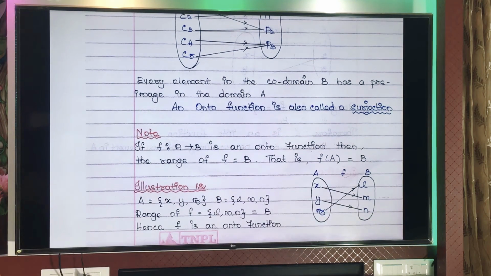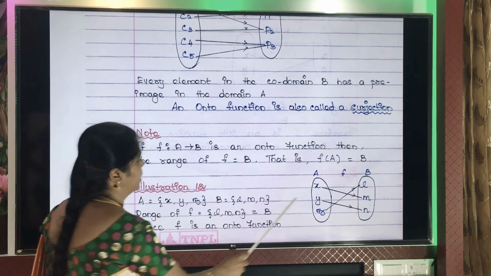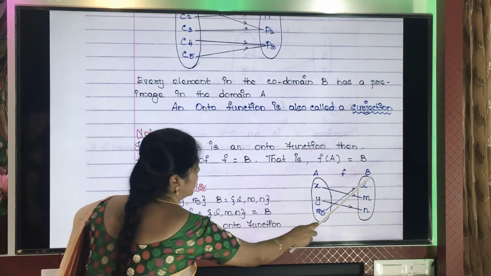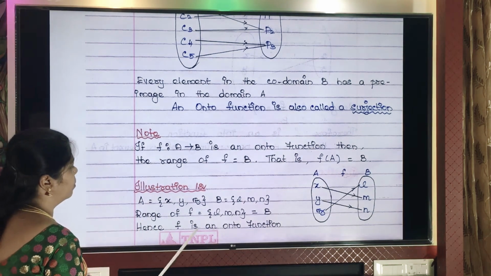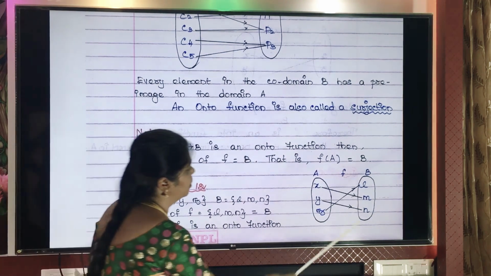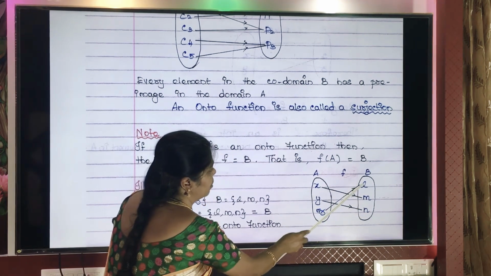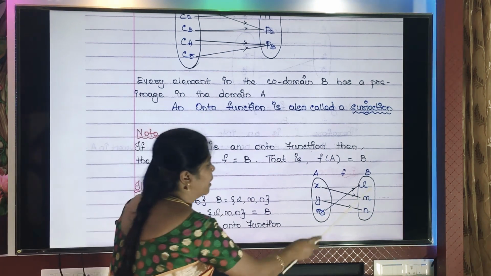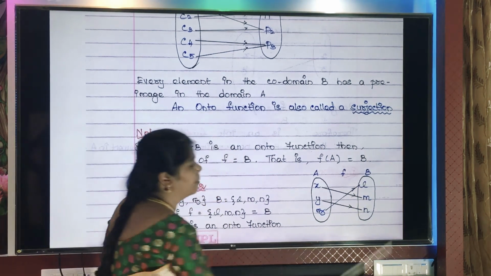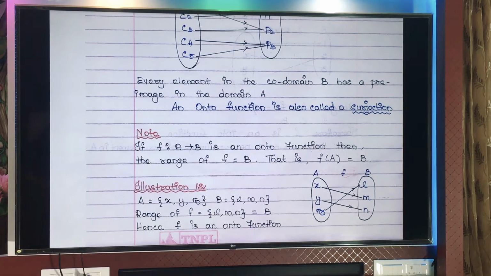Now here is another illustration. Set A is X, Y, Z. Can you see? And this is set B: L, M, N. Now what is the range of f? All the elements in set B, L, M, N, have pre-images here. So range will be L, M, N. Okay. What will be the codomain? Codomain is also L, M, N. So both are equal. Hence this is an onto function.